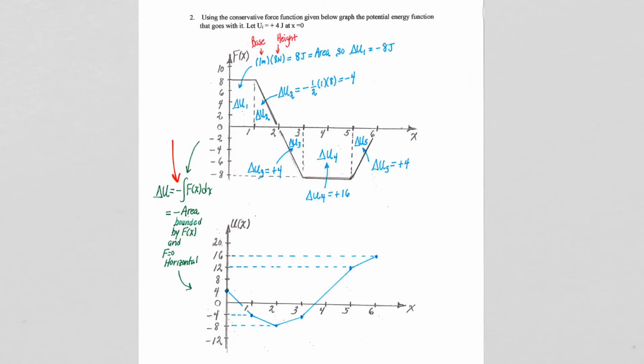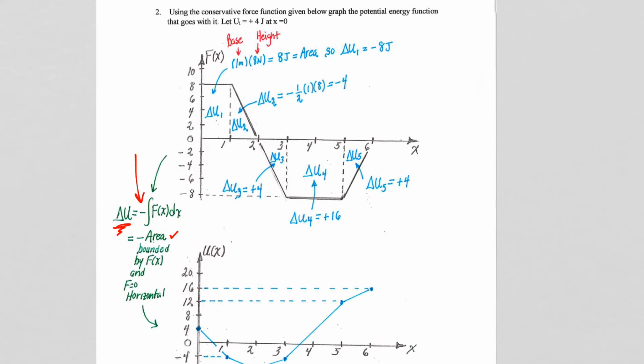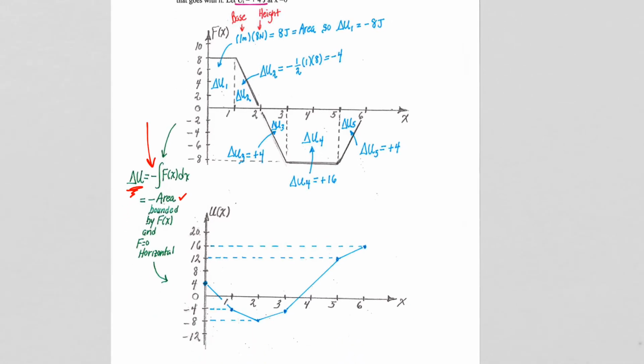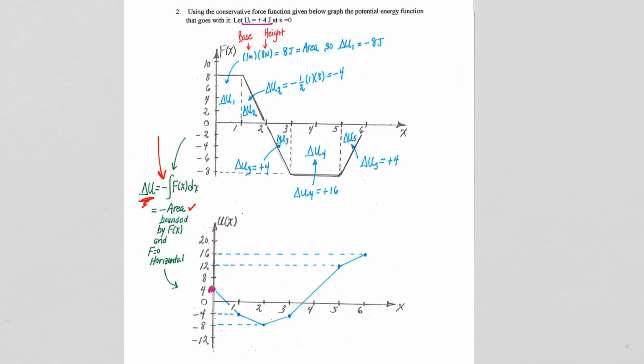So delta U, the change in potential energy, represents negative the integral, which represents the area bounded by the function, and that pesky negative gets thrown out in front. For integration, you have to be given the initial value, which in this case we are, 4 joules. So we start, our first dot is at 4 joules, so just like we've done before when we're calculating areas, we're playing connect the dots.